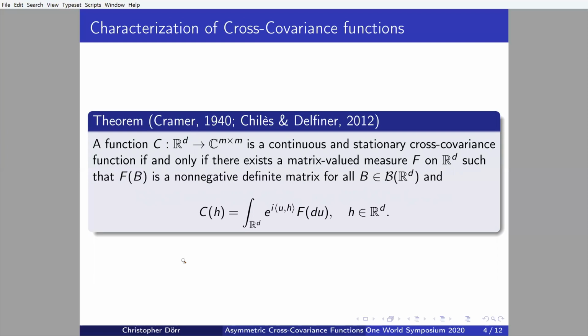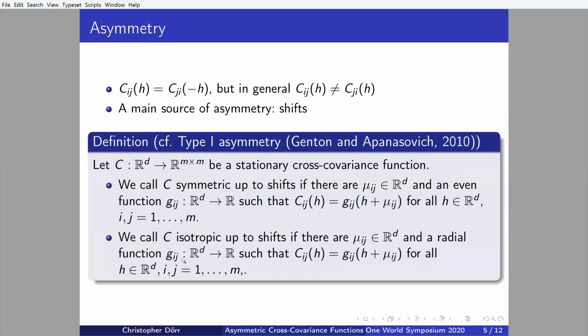However, we do not know these Fourier transforms except for some special cases. Therefore, we have to take a step back and develop some, say, rather constructive or physically motivated approaches which lead to valid cross-covariance functions. Several approaches have been proposed in the literature, but some are limited to the construction of symmetric cross-covariance functions. It is immediate from the definition that we have this relation here, but in general, the symmetry condition doesn't hold.